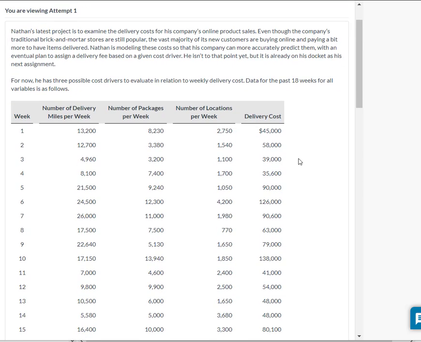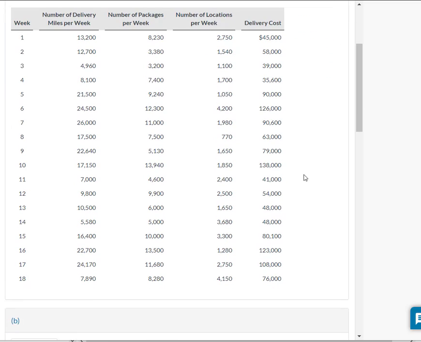We're going to work on Nathan's project to analyze what drives the delivery cost. And he's got three variables: the miles, the number of packages, and the number of locations. And he wants us to do a regression for each of the three individually, using 18 weeks of data to see what we get and then interpret it. So let's have a look.